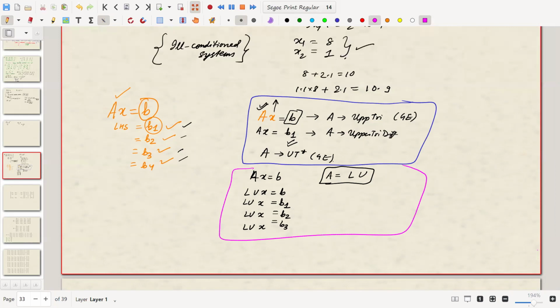So we are talking about two cases here. What are the two cases? The two cases are, I am telling you, you solve Ax equals to B. You can solve Ax equal to B via Gauss elimination, or via LU decomposition also.